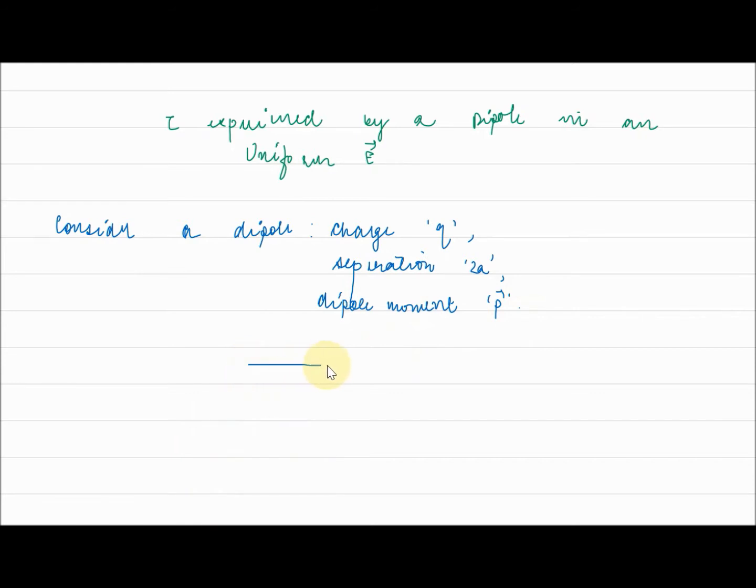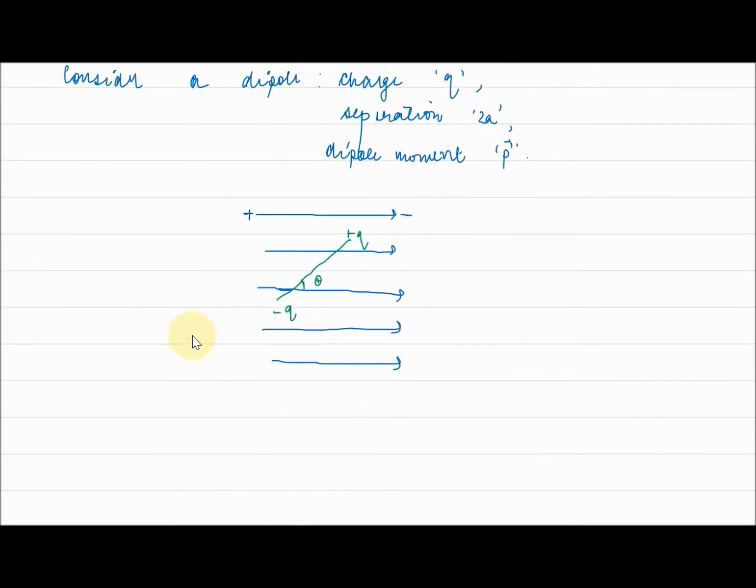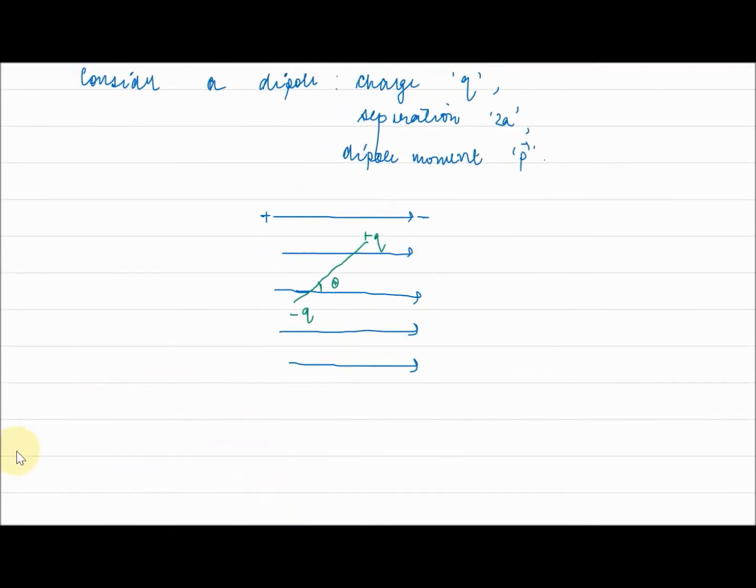Making the figure, this is a uniform electric field. And in a uniform electric field, we know the direction of the electric field is from positive to negative. We will consider a dipole, plus q charge and minus q charge, at an angle theta to that of the electric field, making an angle theta with the electric field.